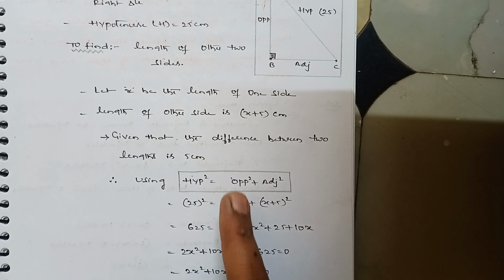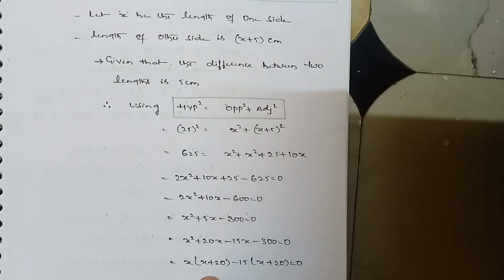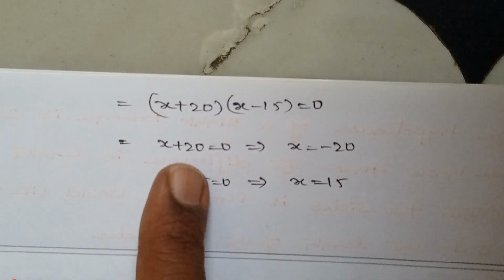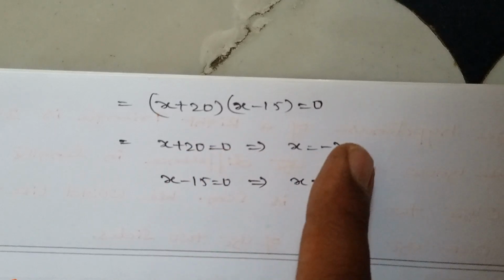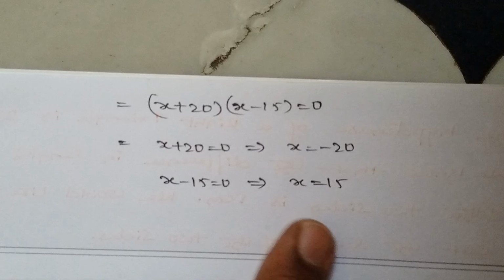Taking one side as x, it becomes x square, and the other is x plus 5 whole square. Simplify. We get a quadratic equation x square plus 5x minus 300 equals 0. So taking the factors here, we got the factors x plus 20 and x minus 15 equals 0. Equating to 0, we get x equal to minus 20 and x equal to 15.